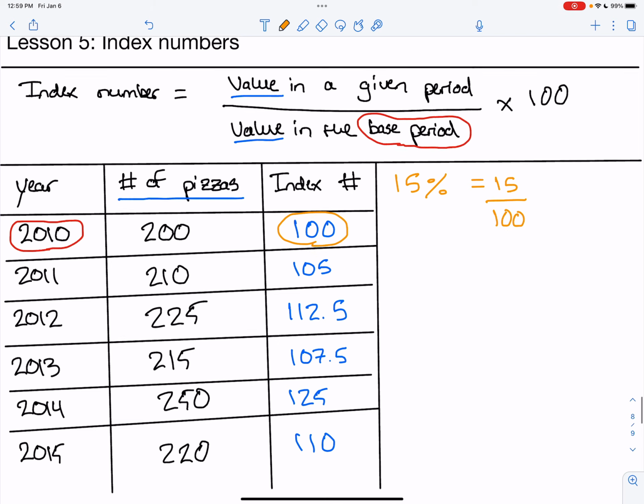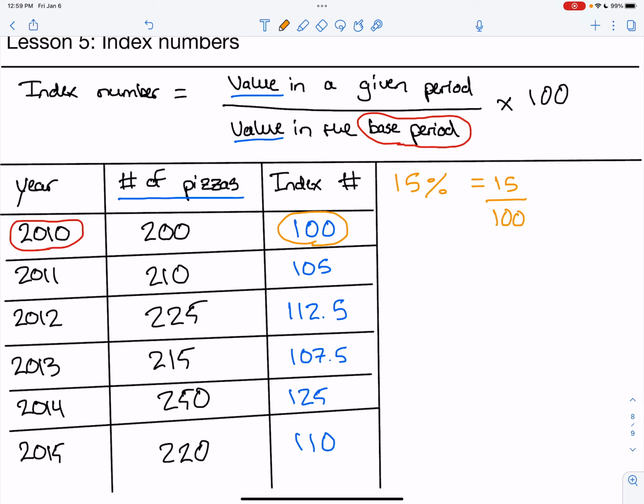So now if I ask the question, what is 15% higher than the number 100? It's just 115. You're taking 15% of 100, which is just 15, and then you're adding it to 100. 100 plus 15 is 115. So what is the point of saying all of this?